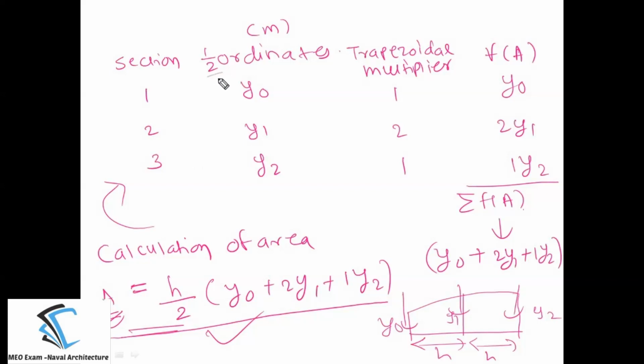And this is, I have mentioned the half ordinate. I mean, this is the half part. There will be this mirror image on another side. That is a half ordinate. That's the reason I am calling it a half ordinate. Y0, Y1, Y2. Now I have written here a trapezoidal multiplier.